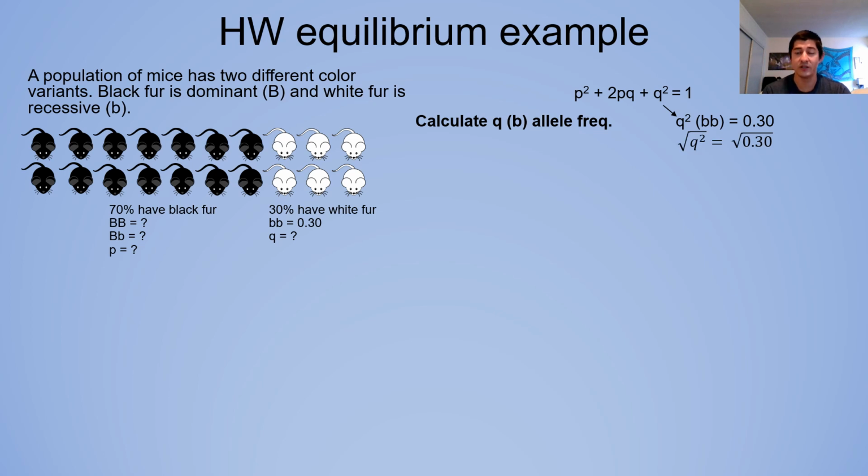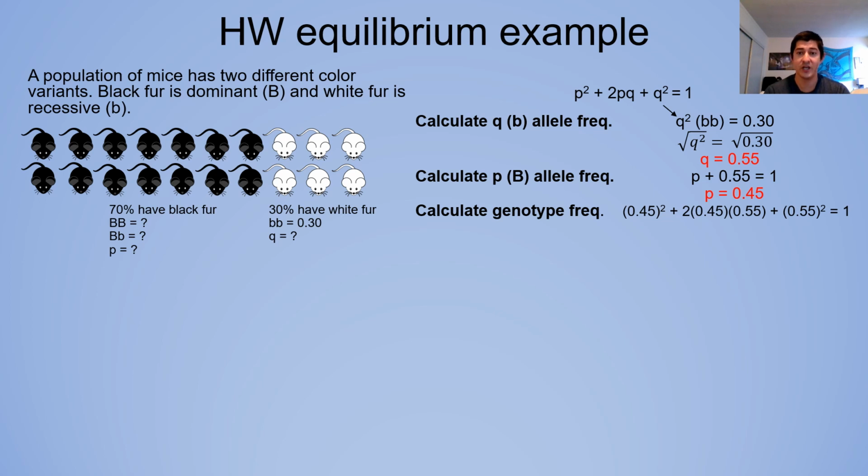And to calculate what the allele frequency is, we simply take the square root, and we find that the allele frequency of the little b is 0.55 or 55%. From there, it's a fairly simple calculation to calculate the frequency of our dominant gene, because we simply subtract it from the total, the entirety of the allele frequencies, and find that the dominant allele has a frequency of 0.45 or 45%. And from here, it's simple plug and chug.